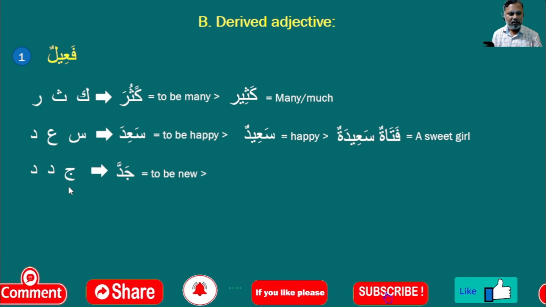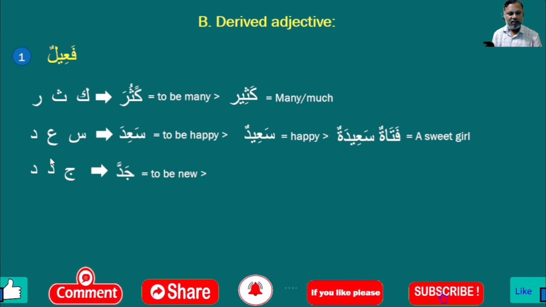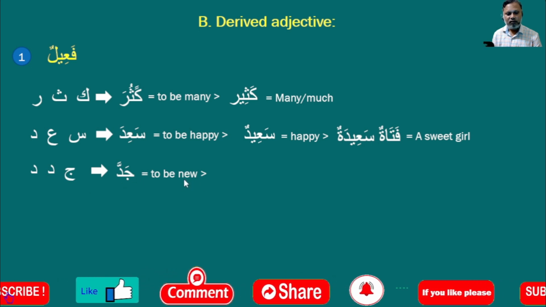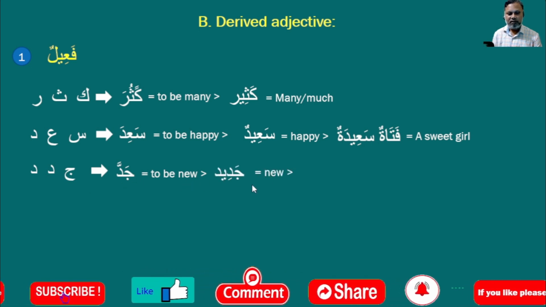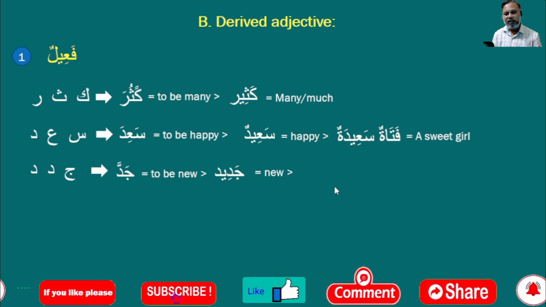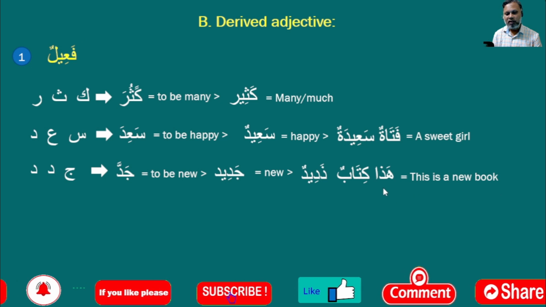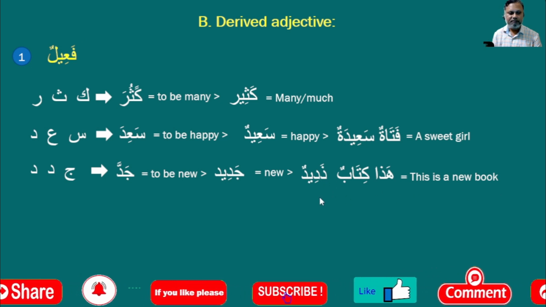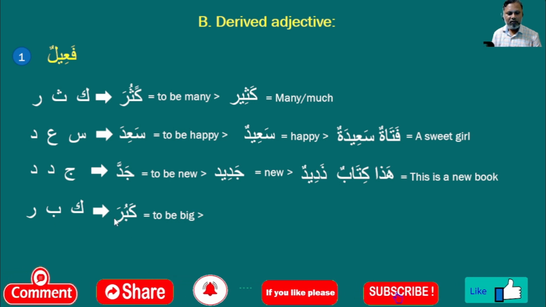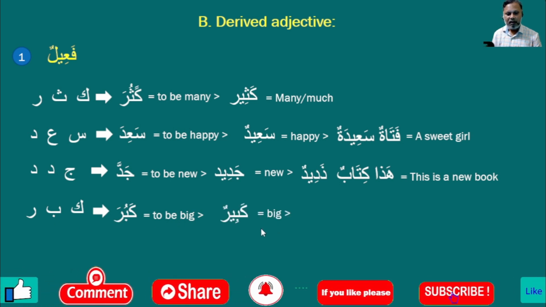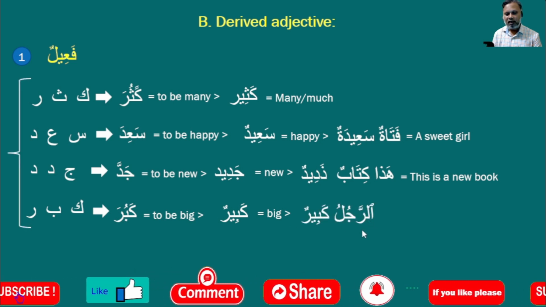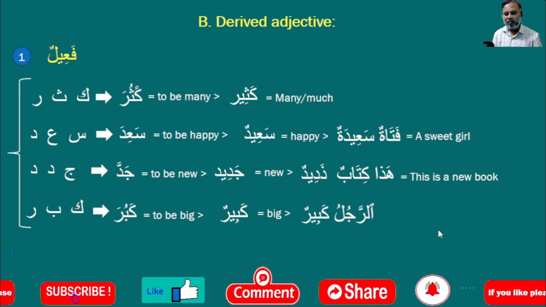One more example, jim dal dal, the double dal, the verb is jadda, to be new. And fa'ilun, jadidun means new. Like this is a new book, haza kitabun jadidun. Like kaf ba ra, kabura, kabura means to be big. And kabirun means big, like ar-rajulu kabirun, the big man.